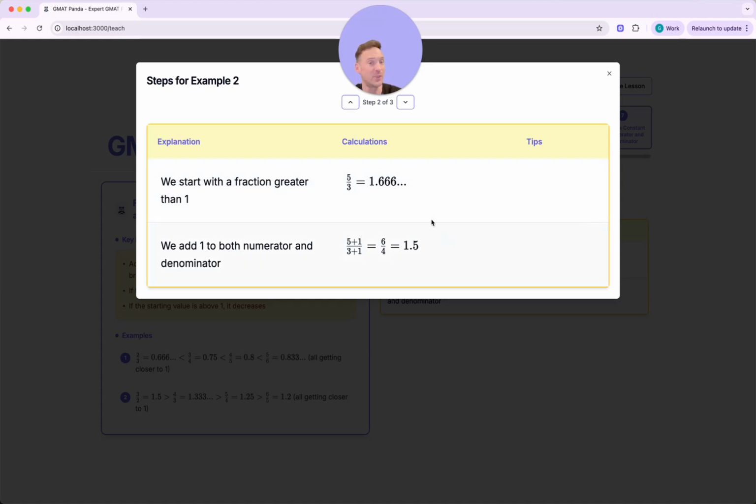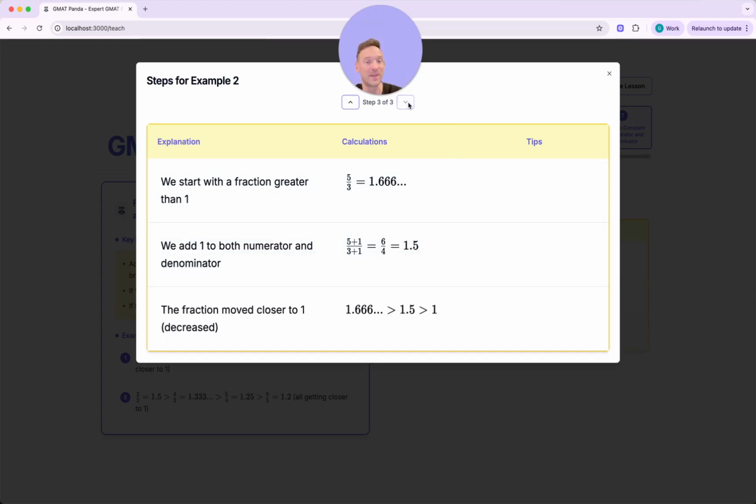So here, notice that we've gone down. But again, we're getting closer and closer to 1. If we were to add one at the top, one at the bottom, we get 7/5. I don't even know what that is, but it's roughly 1.4. And so we're getting closer and closer to 1. We're going down. So that's the rule.